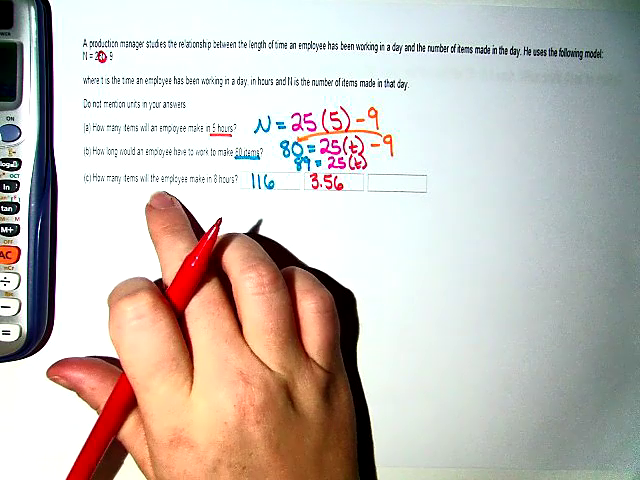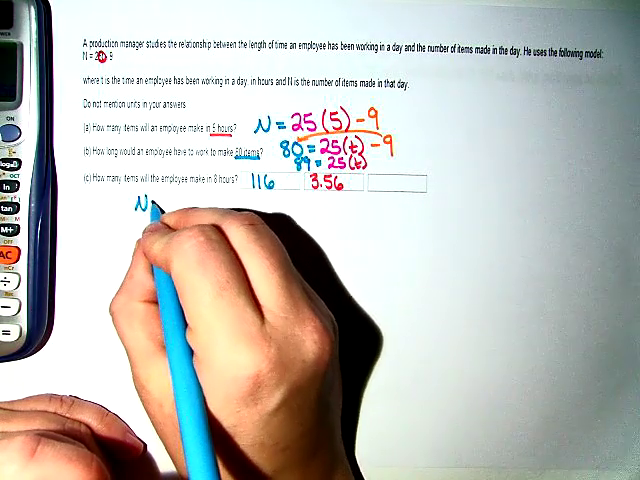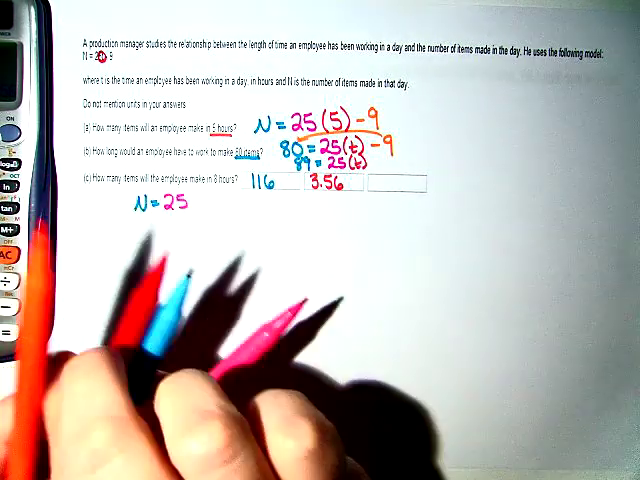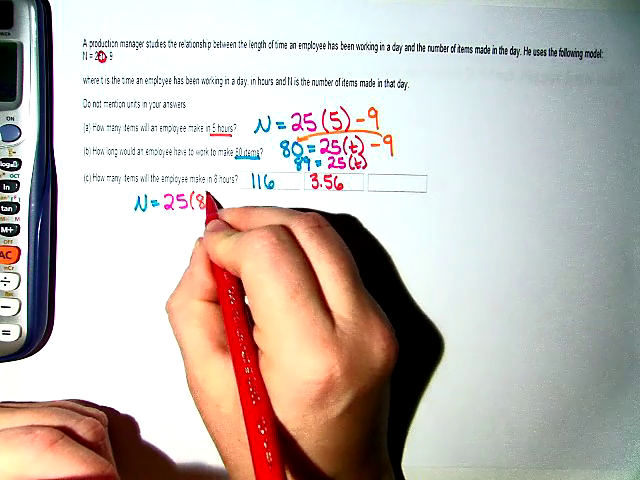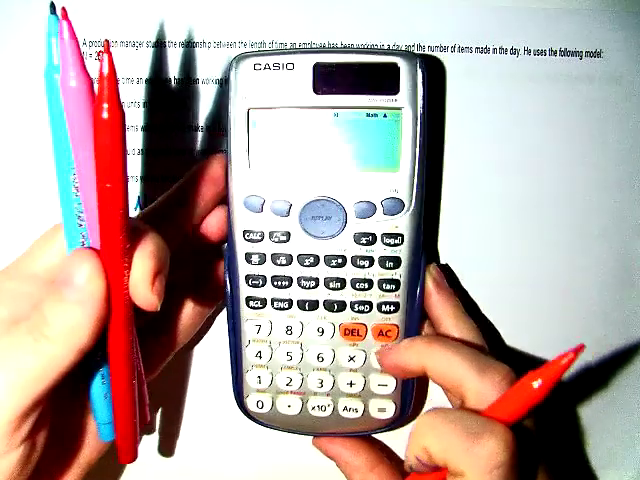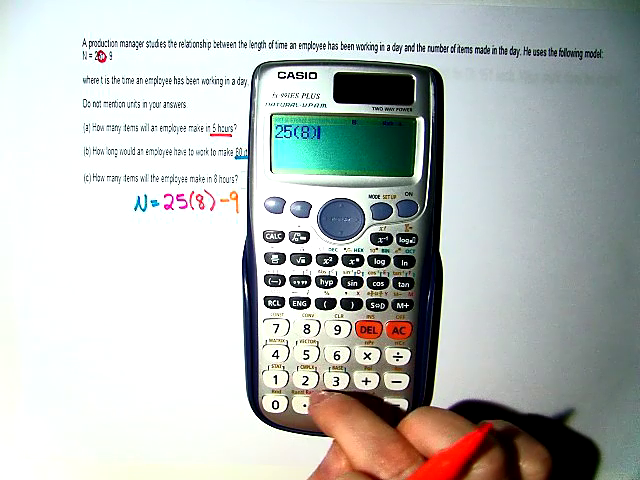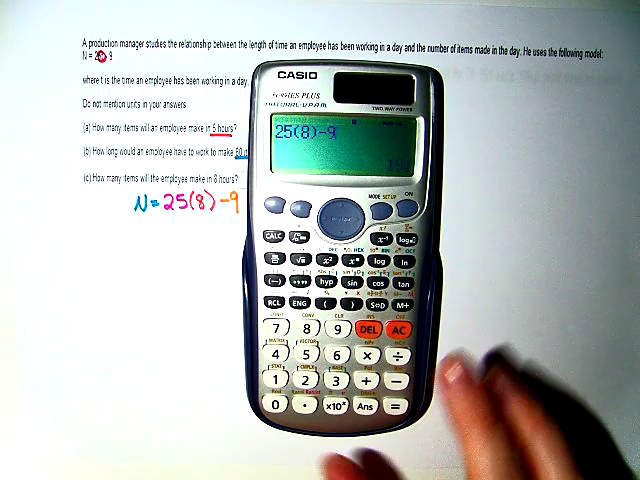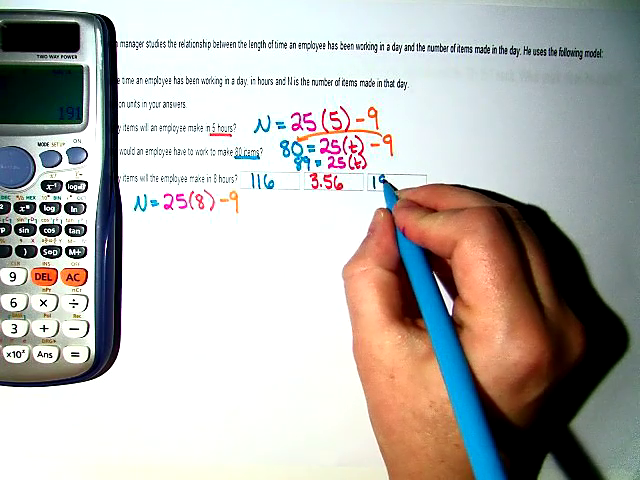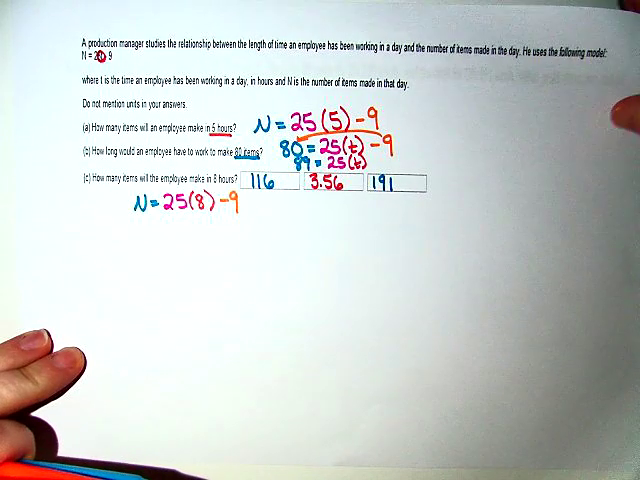How many items will the employee make in 8 hours? Okay, once again, we're looking for how many items, and they're asking basically how many items would an employee make in a normal working day. So 25 times 8 minus 9. Okay, so once again, we're going to plug it in exactly as we see it. 25 times 8 minus 9. And we get that the new number is 191 items.